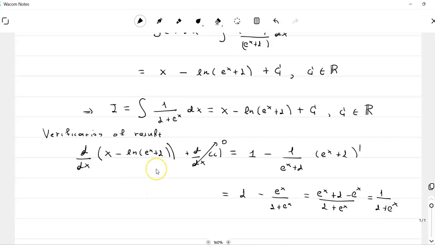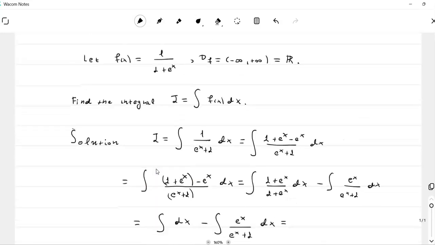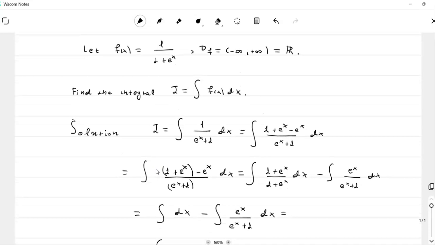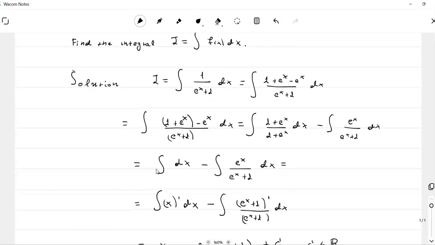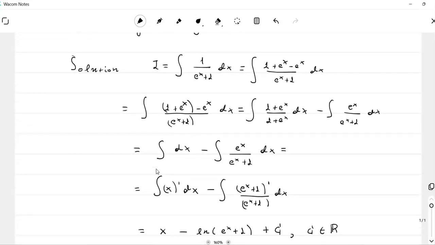Let's make a recapitulation. So we have the function, and the domain of this function is from minus infinity to infinity. What I do is I employ a little trick in the numerator. So I write 1 as 1 plus e to the x minus e to the x. I split the integrals and I have to compute simpler integrals: the integral of dx minus the integral of e to the x over e to the x plus 1.